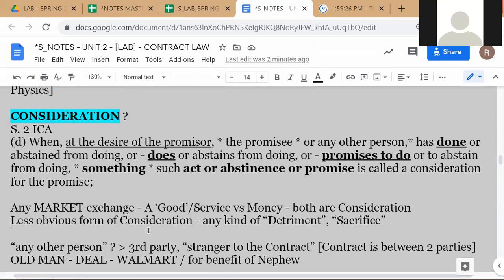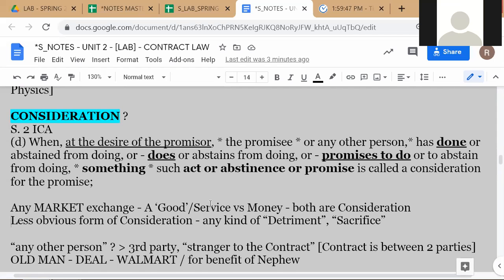So remember, in Italy, this is not important because Italy is a civil law country. They are not hung up on consideration. In Italy, you can make a contract without consideration and you can still enforce it. But you can't do that in the UK or India and places like that, which are common law countries.